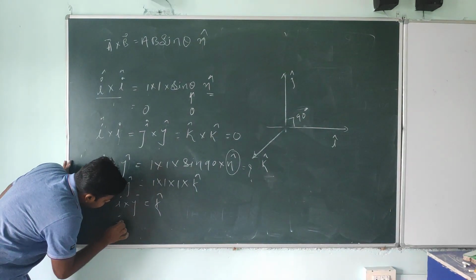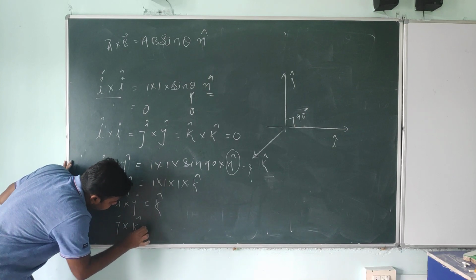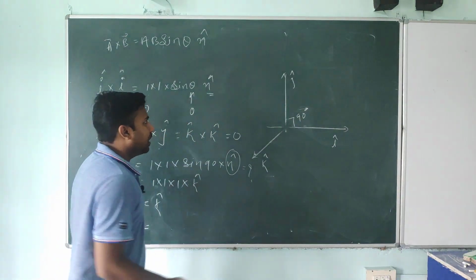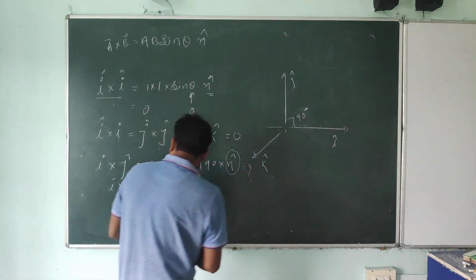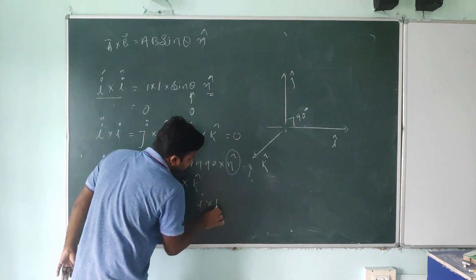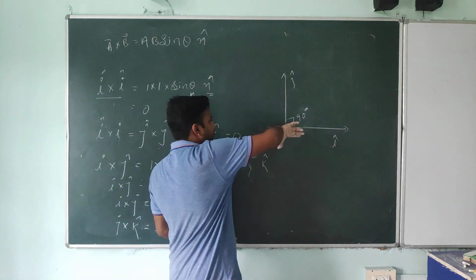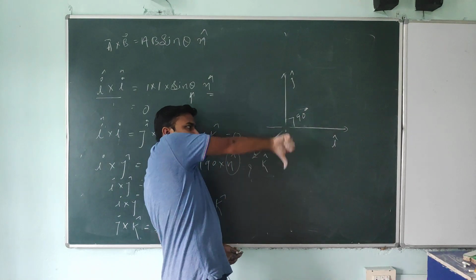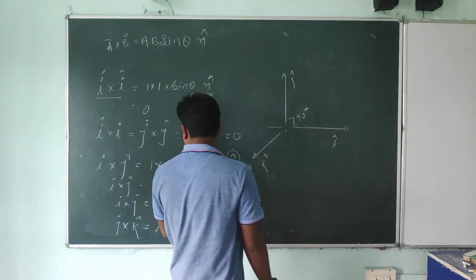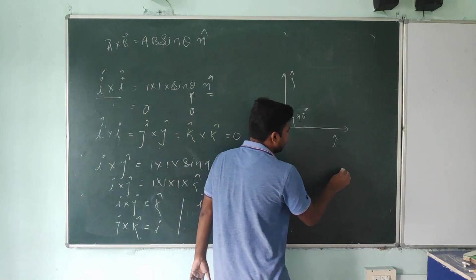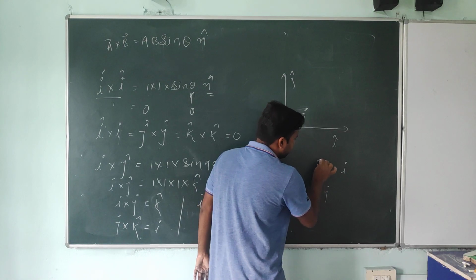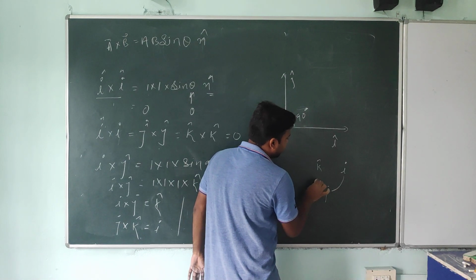j cross k. Now look at this. i cross j, k. So now j cross k, what are we getting? i. Now we are writing i cross k, which is minus j. It means from here what we can say, look at this: i, j, k, and it's following this circle.